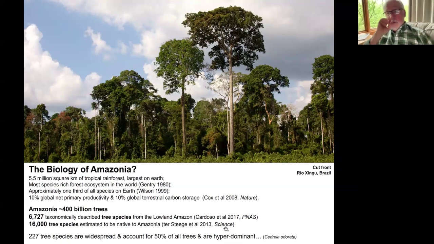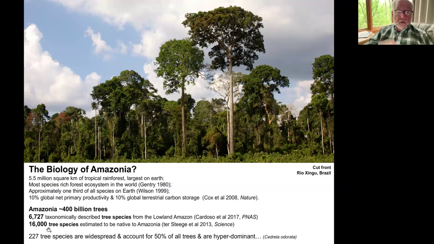Why? Because we find new species all the time. And in our study plots all over the Amazon, there's a bunch of tree species that are only found on that plot and nowhere else. There are many species that have a very, very local distribution of maybe 50 hectares. Unbelievable. And it's a big place. So there's definitely more to discover from nature. Now, in this blizzard of diversity, there are about 225 tree species in the lowland Amazon that are widespread and account for half of all the trees. They are referred to as hyperdominant species, and Cedrela odorata is one of them.